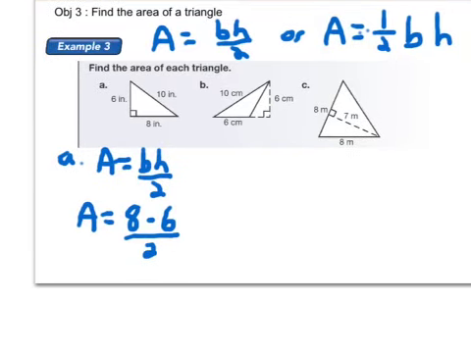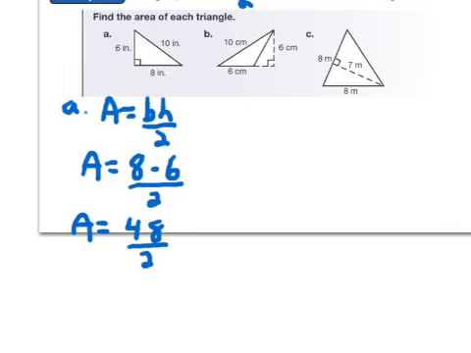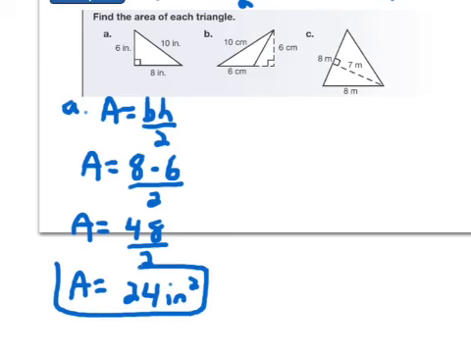Well, we know 8 times 6 is 48. And we got to divide that by 2. And 48 divided by 2 is 24. Now we need a label, and it's inches, and of course area is always squared. Make sure you're labeling things correctly too. Okay? Now let's go on to the next example.